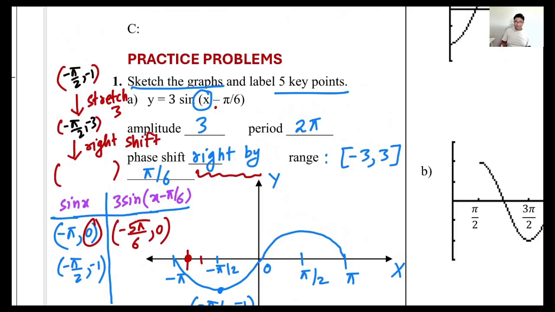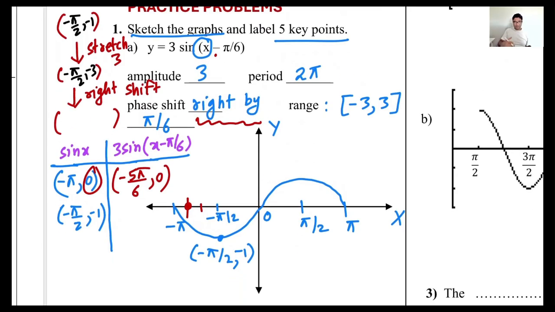Right? Now that's not on the x-axis, that's away from it. So there is some y, there's some height there or depth. And so when you stretch, it will move to negative 3. And now you do the right shift. So from minus pi over 2, further pi over 6 to the right. Okay. Pi over 2 plus pi over 6 will be 3 pi over 6 plus pi over 6.